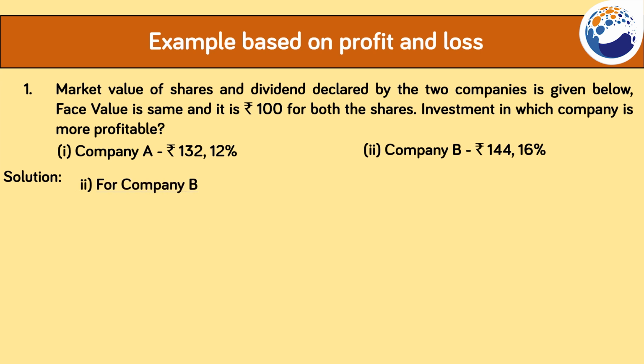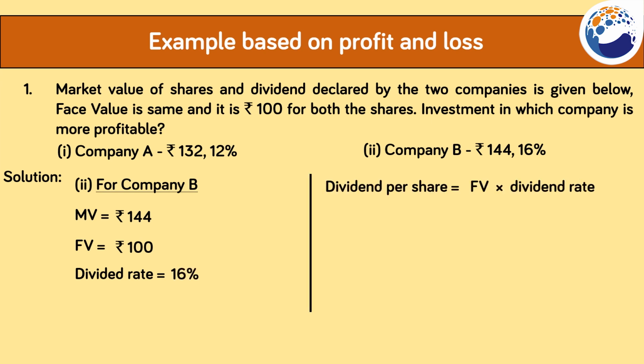For company B, MV is equal to rupees 144, FV is equal to rupees 100, dividend rate is equal to 16%. Dividend per share is equal to FV into dividend rate is equal to 100 into 16% is equal to 100 into 16 upon 100 is equal to rupees 16.